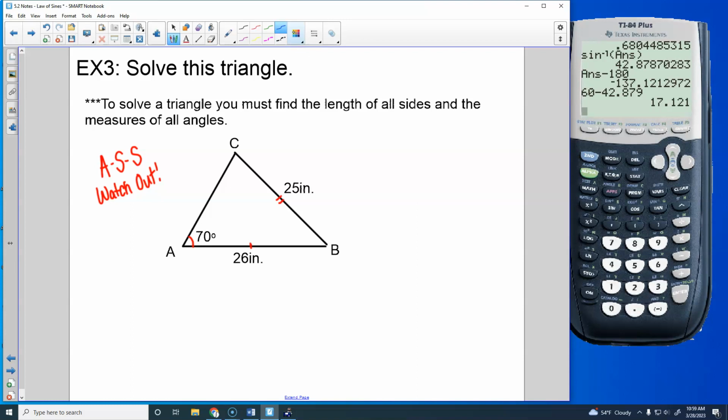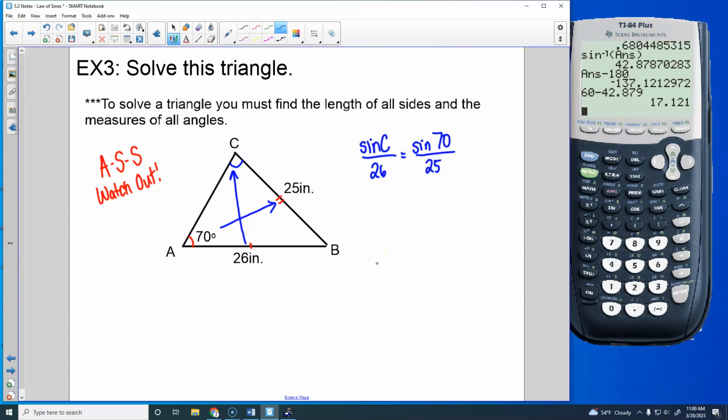So, what piece of this triangle can we find right now? Angle C, yes. That's the only piece you can find right now because you have this angle inside, and then the only other side that you have is across from your C. So angle C is what you've got to look for first. So to set this up, you can say sine of C over 26 equals sine of 70 over 25.